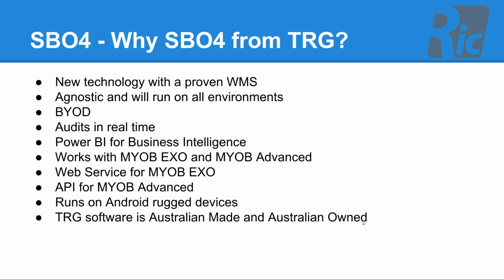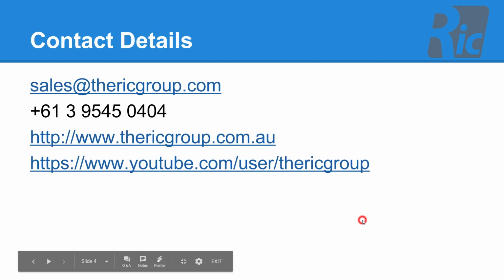Not only that, it works with MYOB EXO and MYOB Advanced exactly the same, so the user interface is the same between ERPs. We use a web service for MYOB EXO and we use the API for MYOB Advanced. Please note we also have our own API. The software runs on Android rugged devices, tablets using any operating system. And the RIC Group software is Australian made and Australian owned.